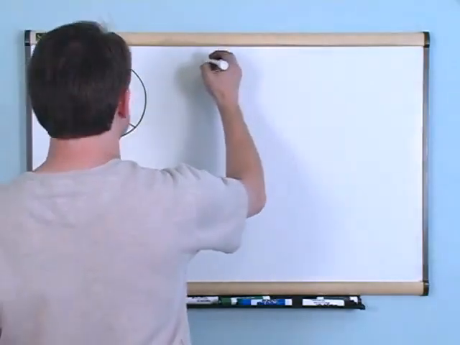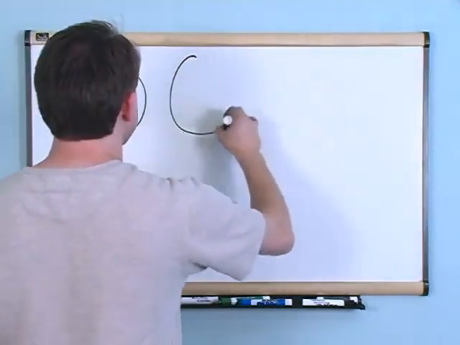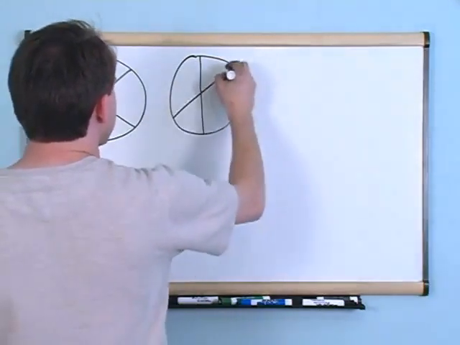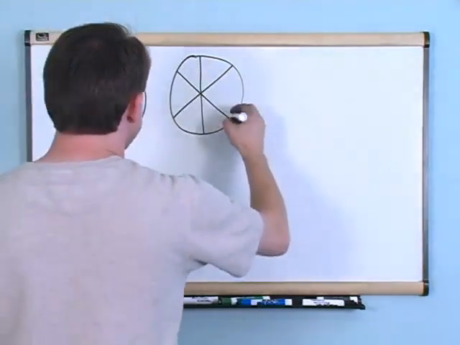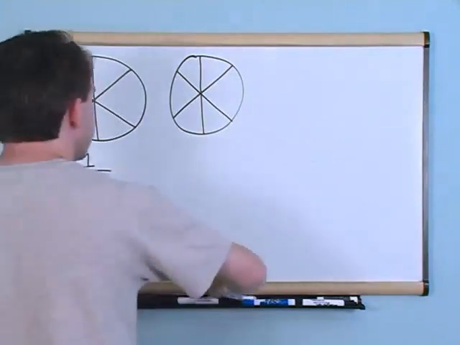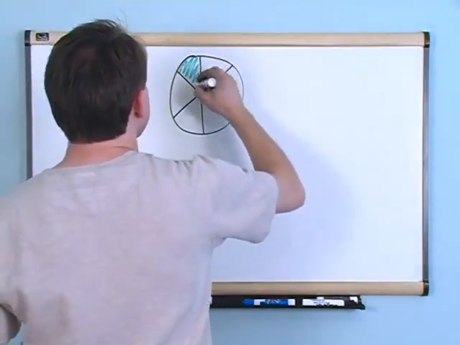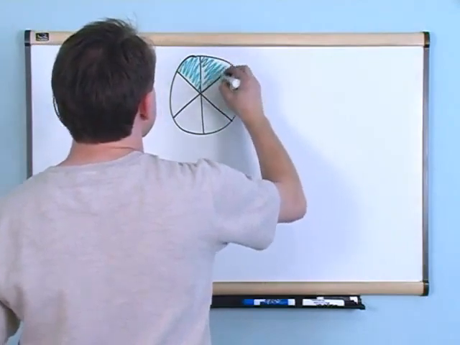So let's do it again. I'm going to do the same thing here. I'm going to draw it like this, and I'm going to cut this pie up into 6 pieces. And then, I'm not going to take one piece, I'm going to take 2 pieces. So here we go. Here's one piece of the pie I took, here's another piece of the pie I took.